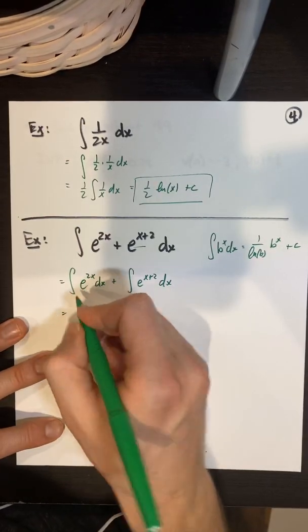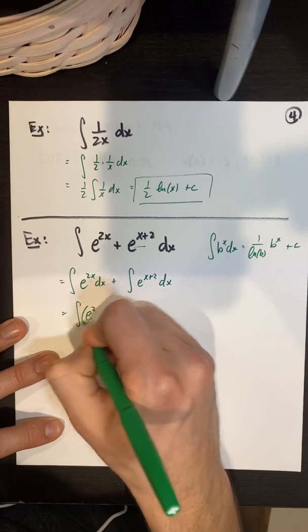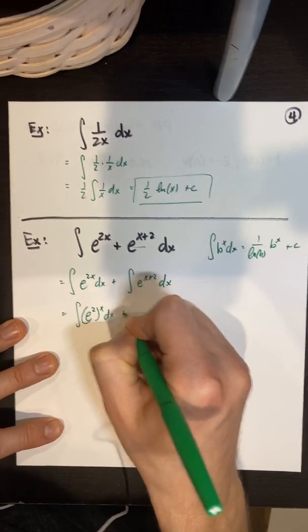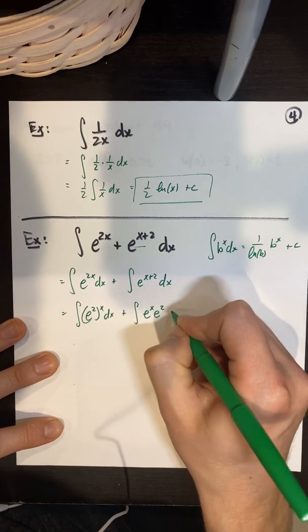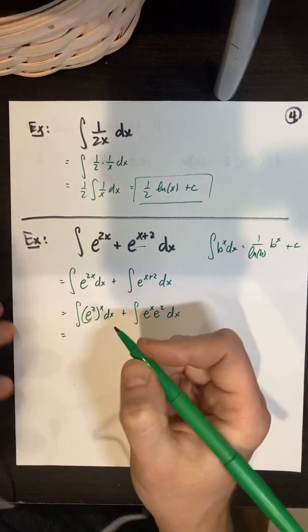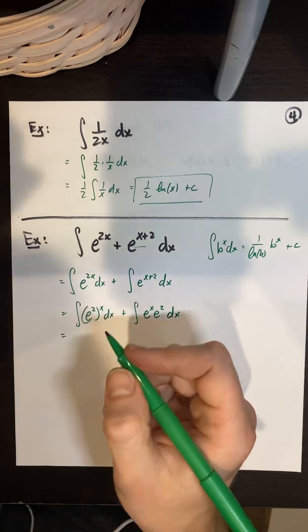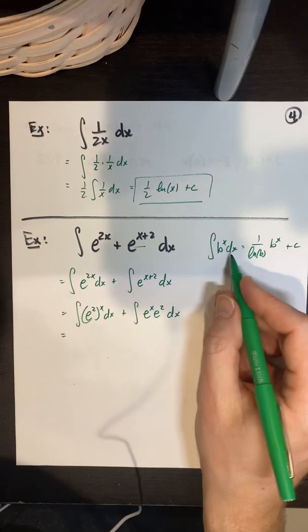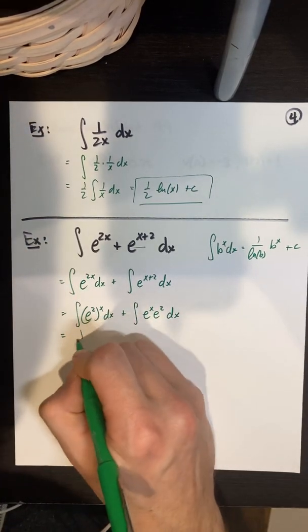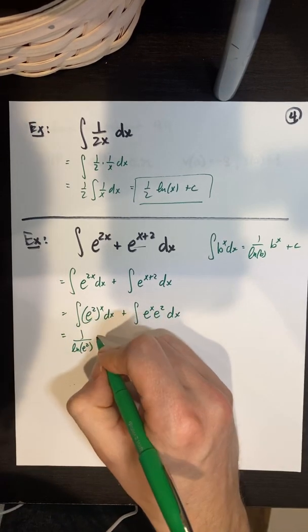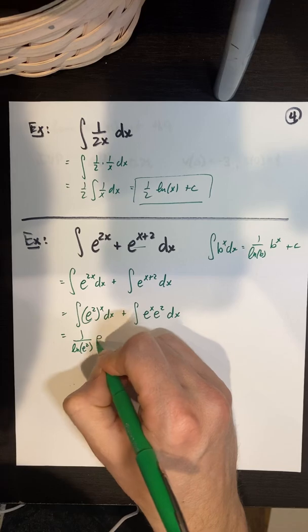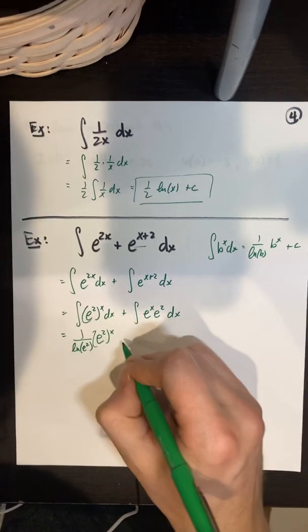Notice how I can write e to the 2x as e squared to the x. And this one, what is e to the x plus 2? That's the same as e to the x times e squared dx. So here, I can use this rule with b being e squared. That would be 1 over ln of e squared, times e squared to the x.